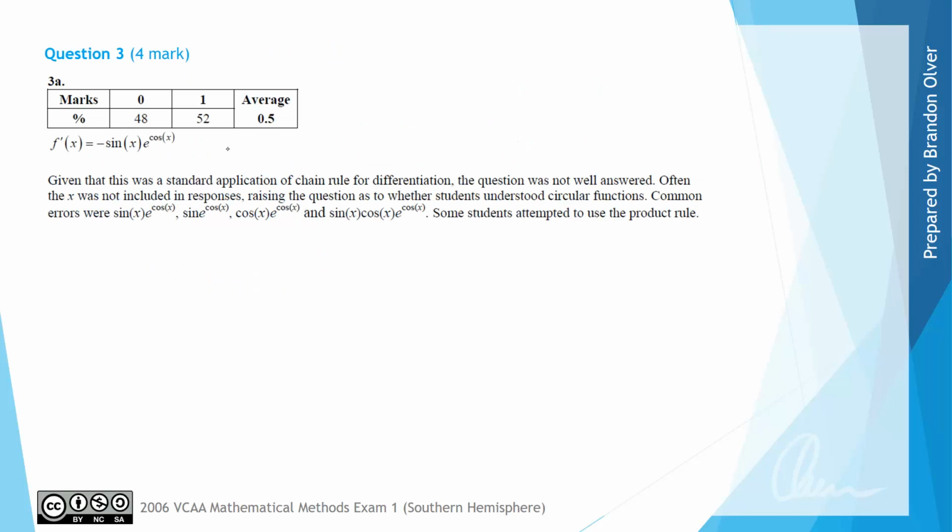In the examination report we can see that roughly 50% of students got that mark, and given that it was a standard application of the chain rule, the question was not well answered. Often x was not included in responses, raising the question as to whether students understood circular functions. There were also many common incorrect responses, and some students even attempted to use the product rule.